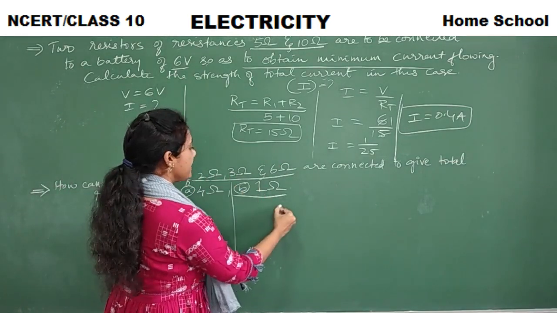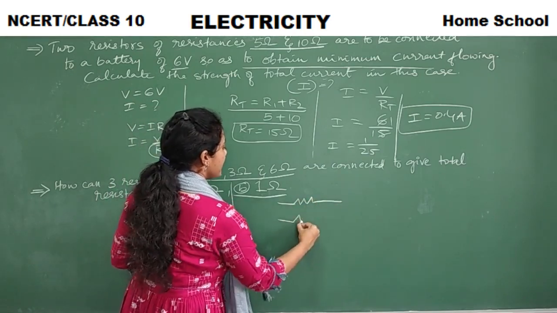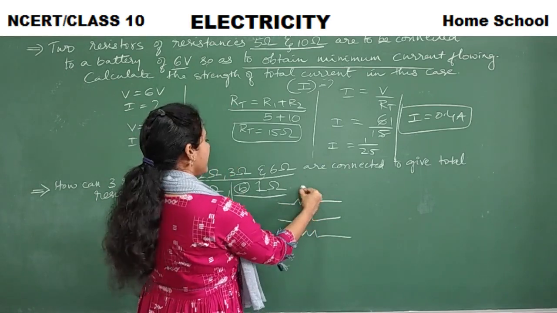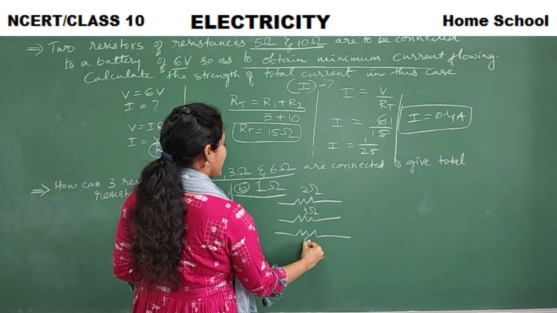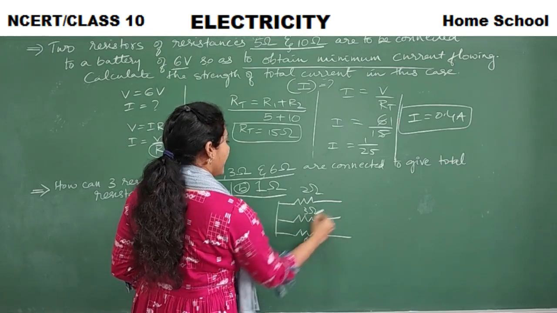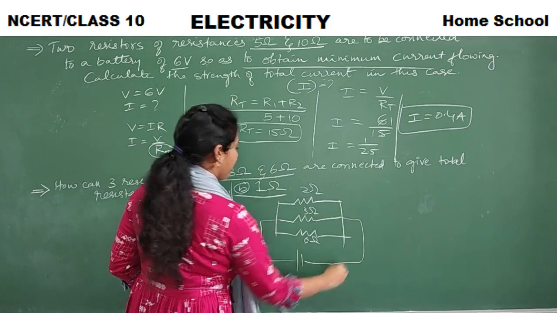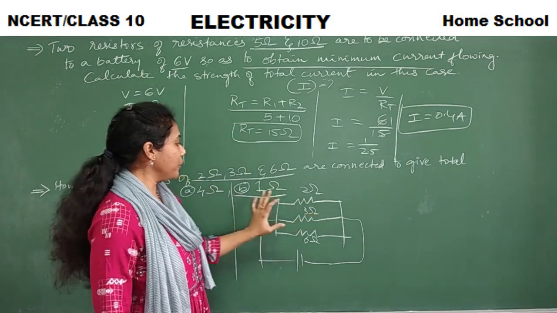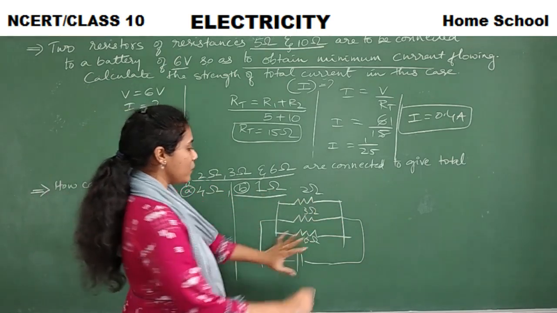First let us just try to check it. This is one resistor, this is the second resistor, this is the third resistor, right? This resistor has 2 ohms, this has 3 ohms, and this has 6 ohms of resistance. Imagine all three are connected in parallel. Now cross check whether you get 1 ohm resistance or not.